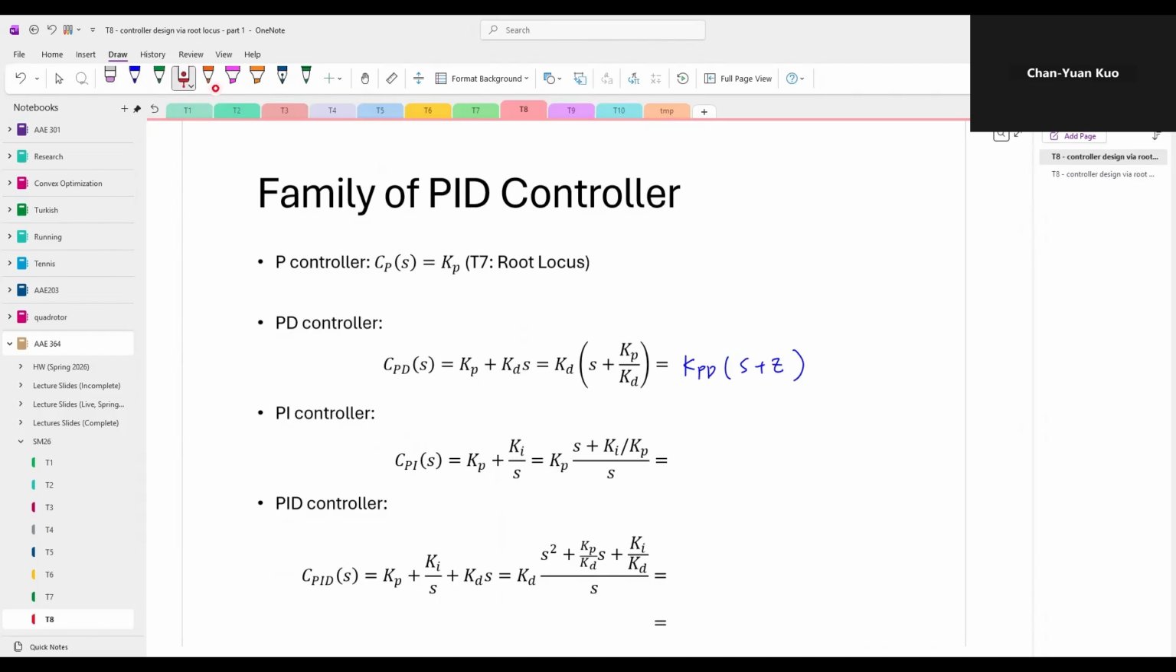Similarly, if we keep the proportional and integral terms, we obtain the PI controller. And notice that it can also be written as a gain multiplied by a pole at the origin together with a nearby zero.